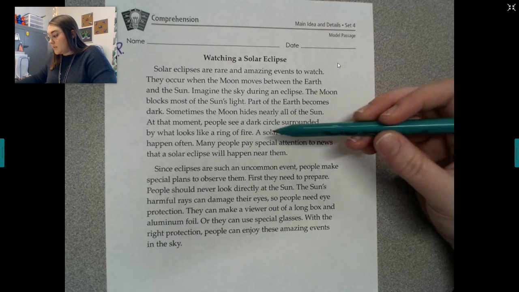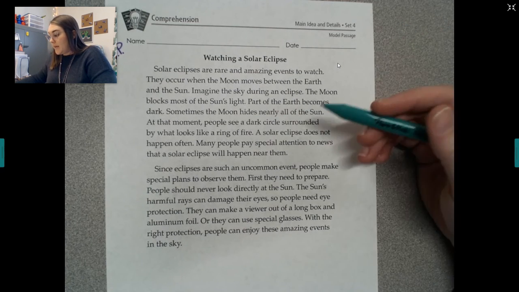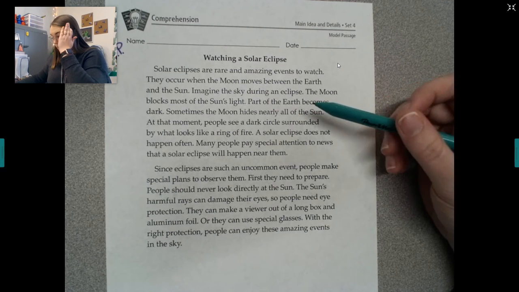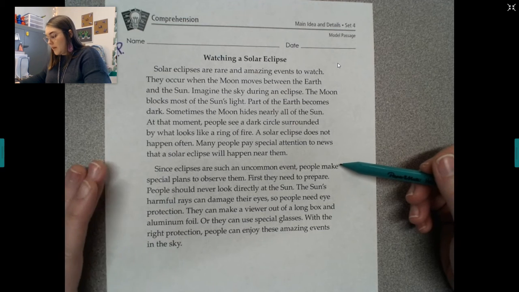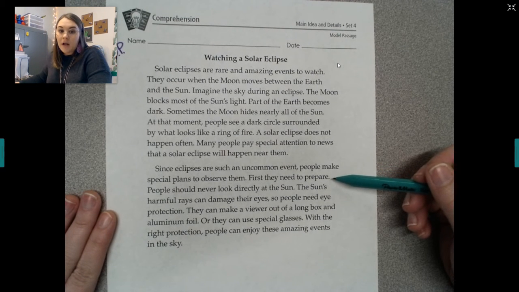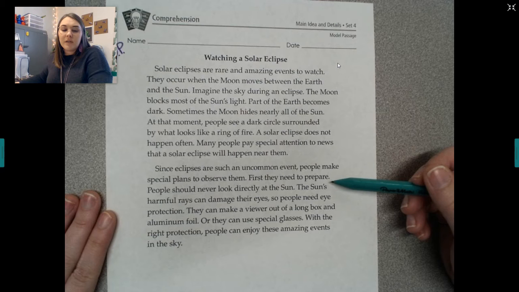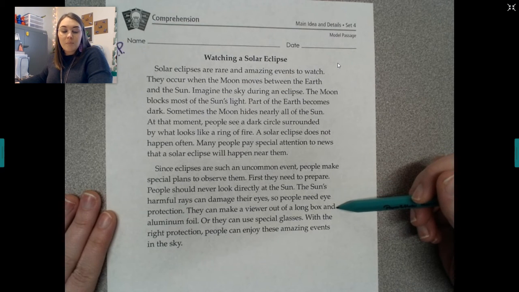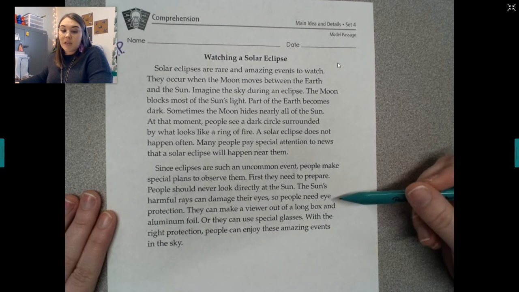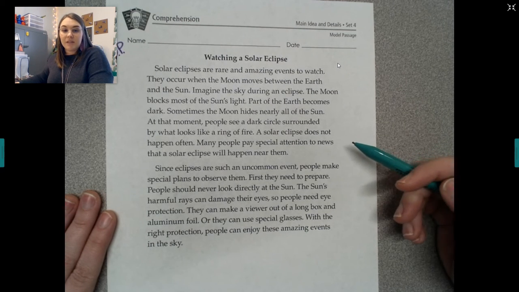A solar eclipse does not happen often. Many people pay special attention to news that a solar eclipse will happen near them. Since eclipses are such an uncommon event, people make special plans to observe them. First, they need to prepare. People should never look directly at the sun. The sun's harmful rays can damage their eyes. So people need eye protection. They can make a viewer out of a long box and aluminum foil, or they can use special glasses. With the right protection, people can enjoy these amazing events in the sky.